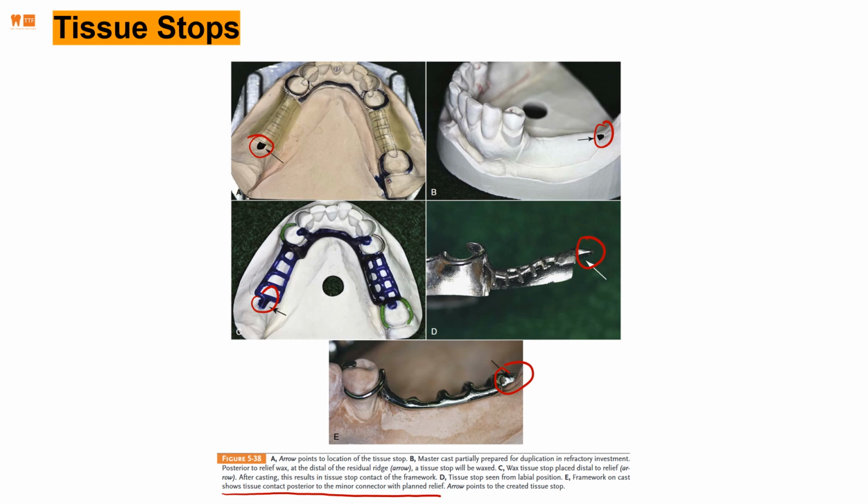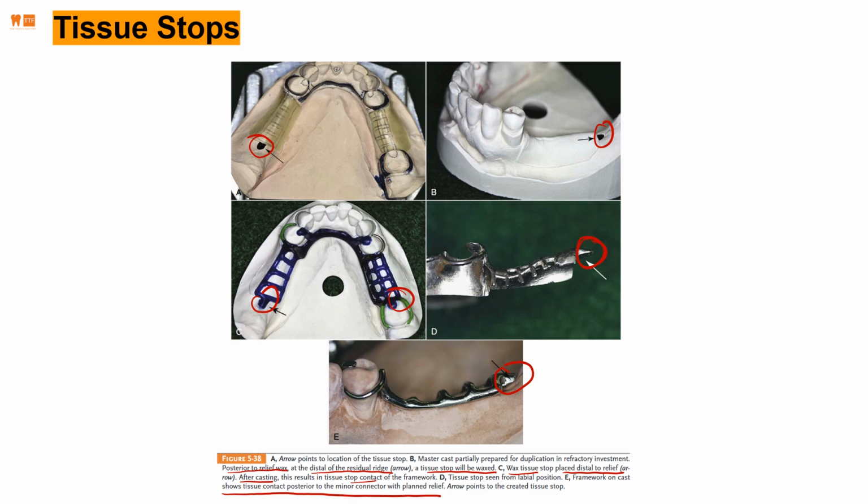Basically, it's seated where posterior relief wax is needed at the distal residual ridge, and tissue stop will be waxed. Like in this case, it's going to be waxed. Then the wax tissue is placed on the distal to relieve the area after the casting. This will result in an actual metal tag that comes out. And then of course the acrylic will flow in it.